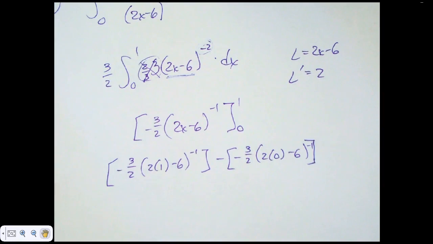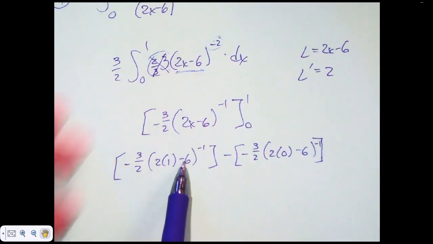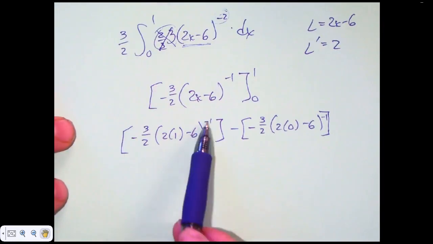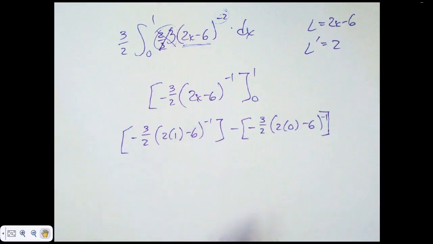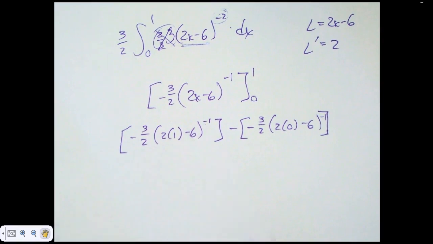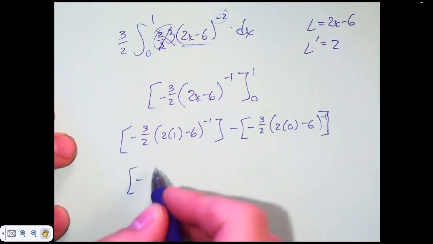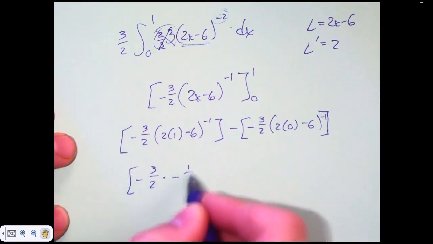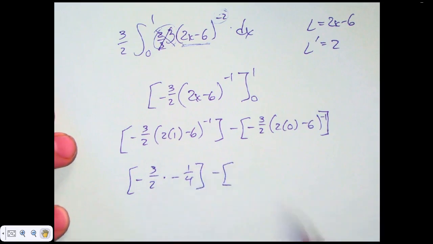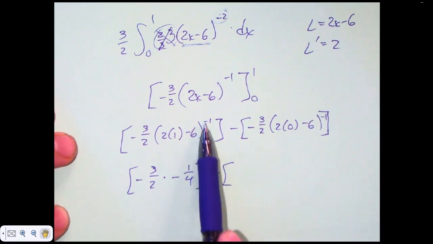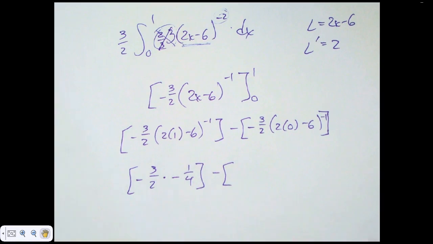to the negative first. So 2 minus 6 is -4. -4 to the negative first would just take that -4, raise it to the first power, which is still -4, and flip it, which would be -1/4. So in here I've got -3/2 times -1/4. And the negative is not from the negative exponent, it's because 2 minus 6 was negative.